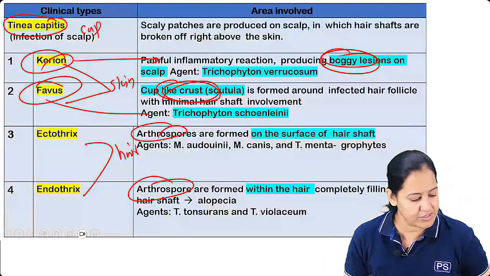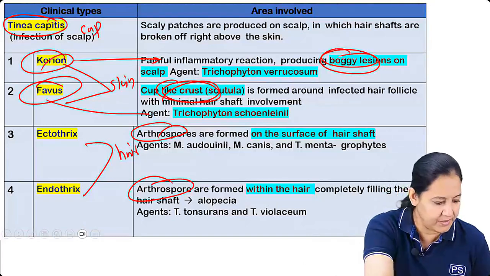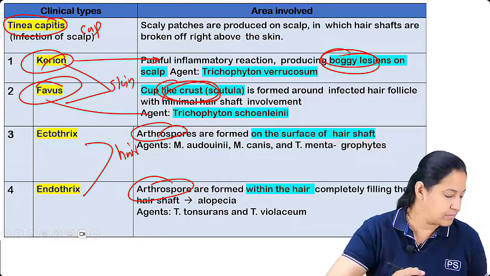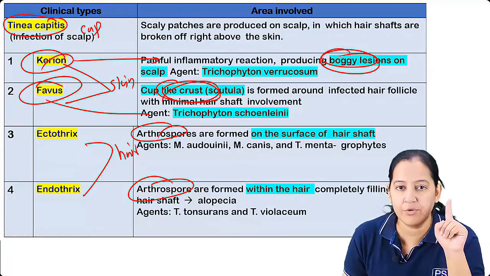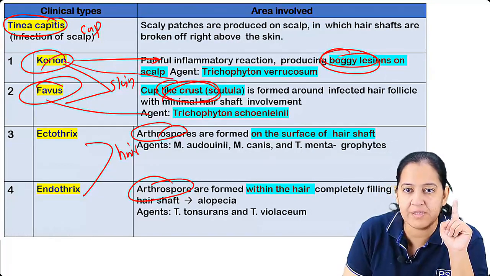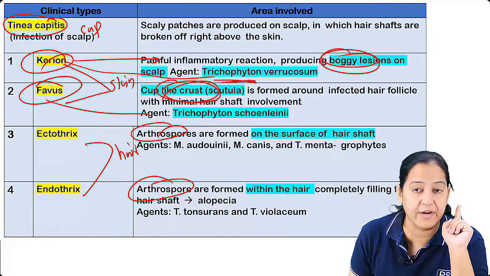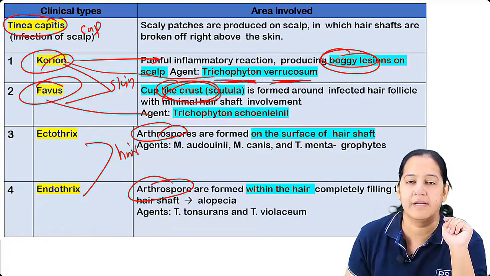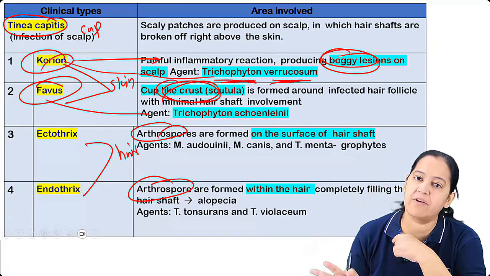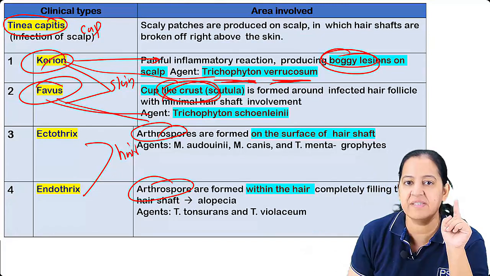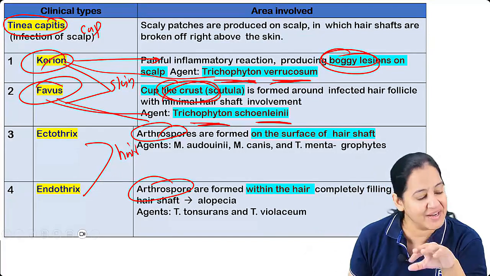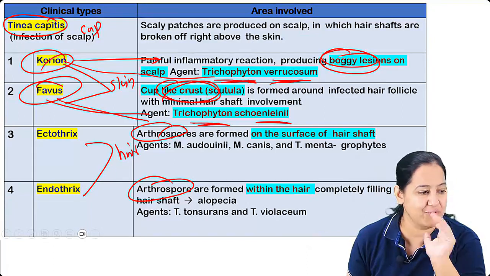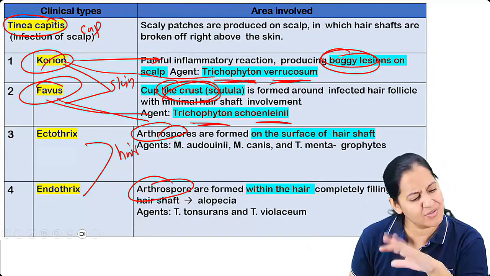Let me tell you the causative agent. Listen carefully. I want you to learn that carrion is caused by trichophyton. Which trichophyton? Trichophyton verrucosum. It is a disease of skin. And favus is caused by trichophyton schoenleinii. Just identify it in the options. Don't learn it in depth, just identify, because it will come in the options.